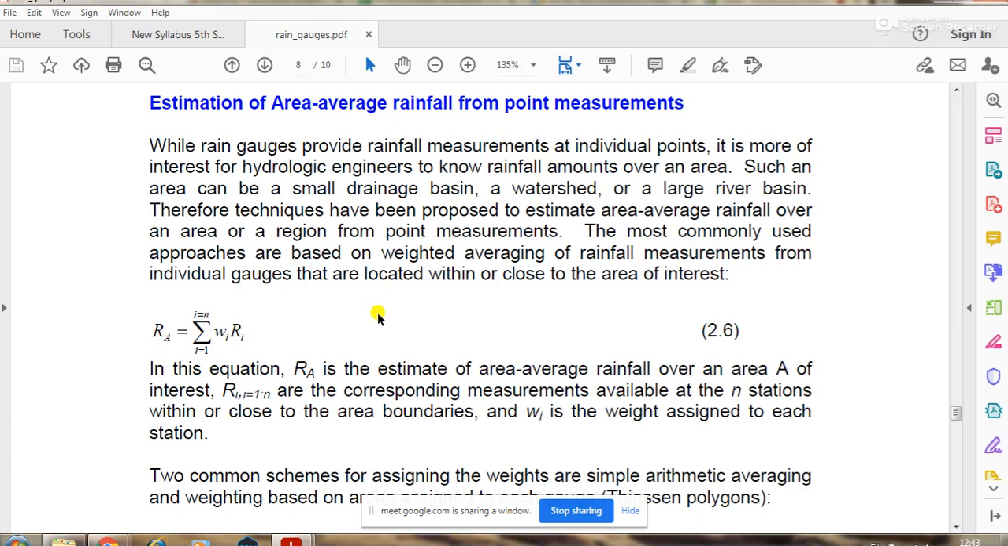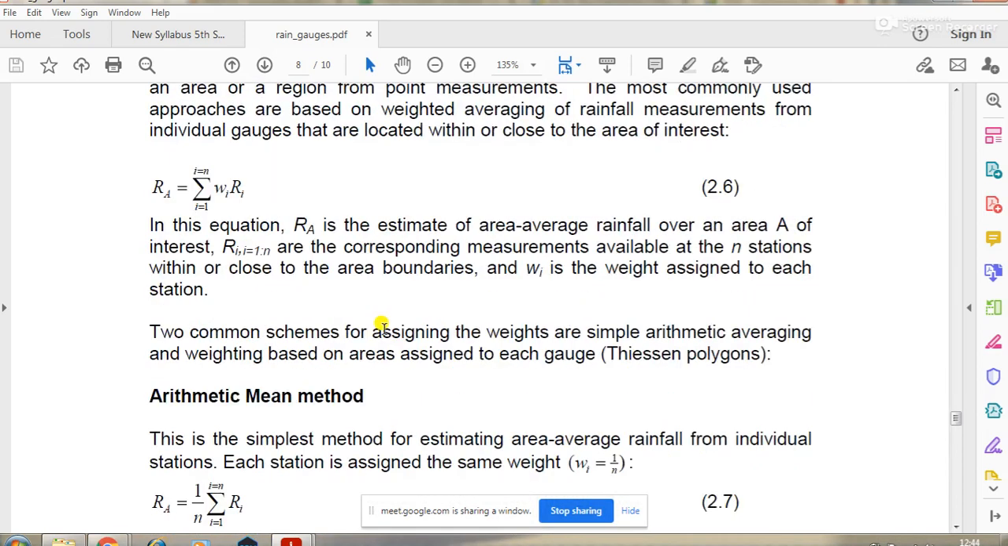So the entire area is closed, where different small parts are given as R1, R2, R3, in this way up to Rn. The value of n may be, say, 10, so R1, R2, R3, in this way up to R10 will be there, and obviously the weight of the assigned area of each station will be calculated.